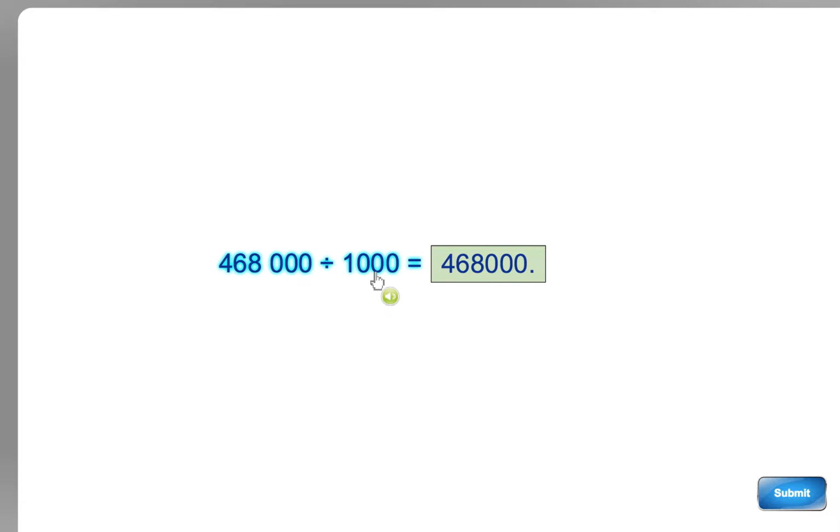So get into the habit of moving the decimal point the right number of places. 3 zeros dividing by 1000, so it's going to move once, twice, 3 times into there. And our new number is 468 or 468.000.